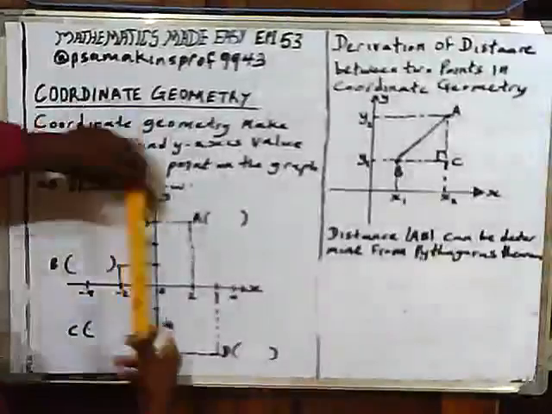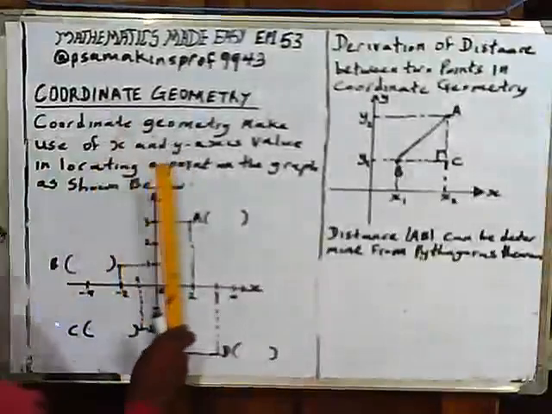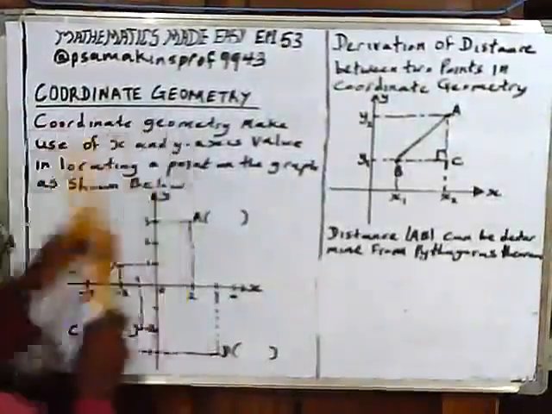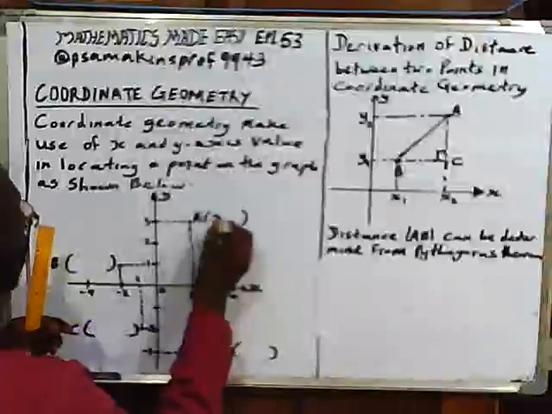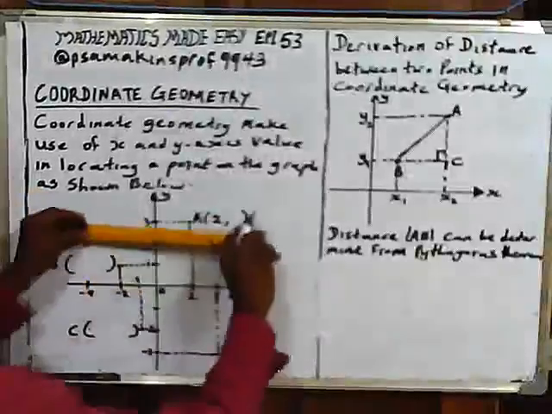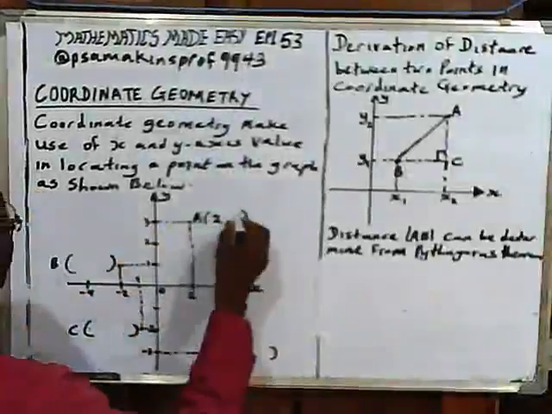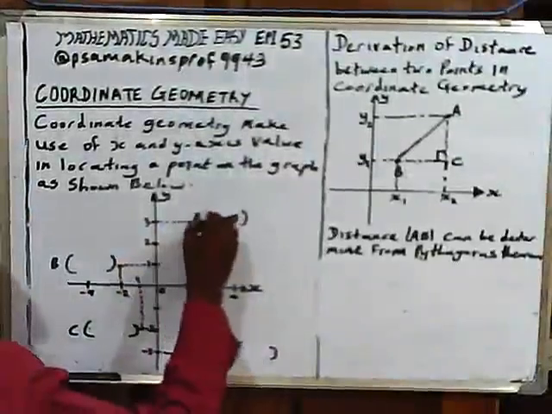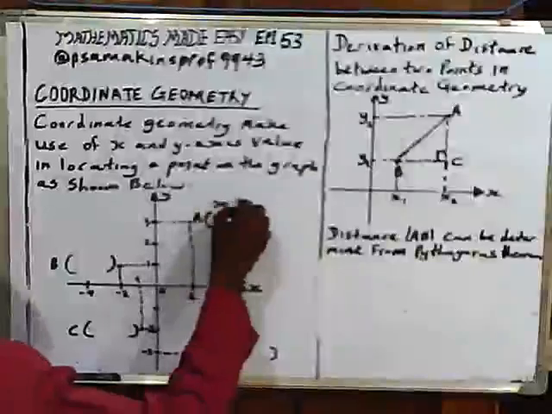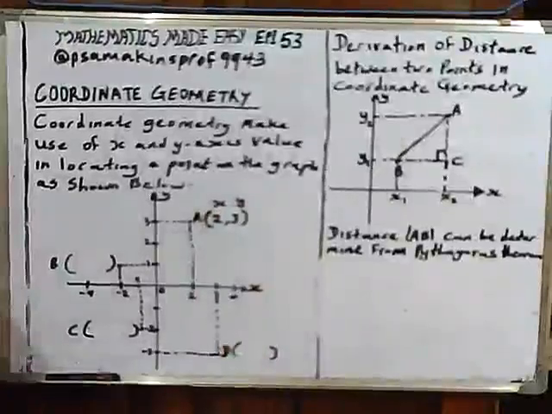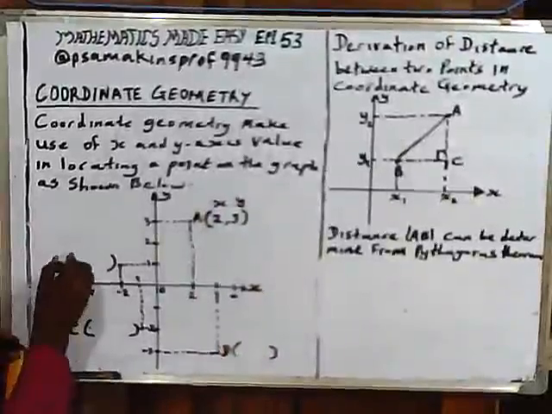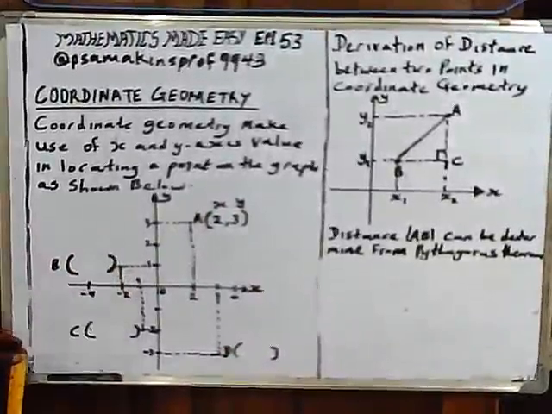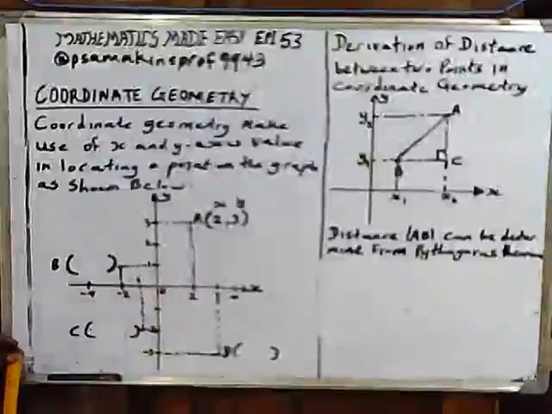First of all, we look at point A under the x-axis. This one gives us 2, comma, and under the y-axis it gives us 3. So we normally label x before y. Now let's locate B. This type of operation is known as coordinate geometry.